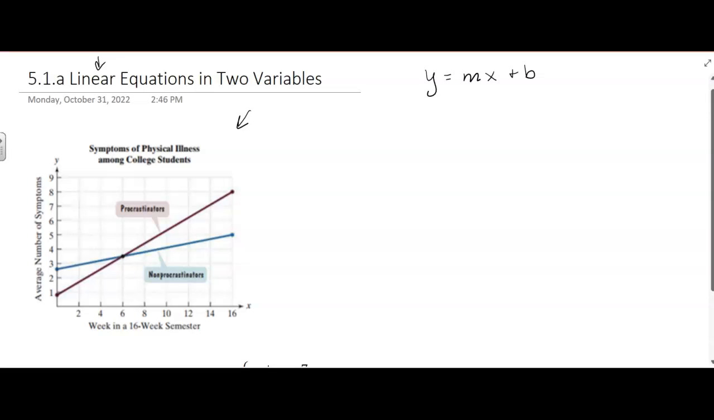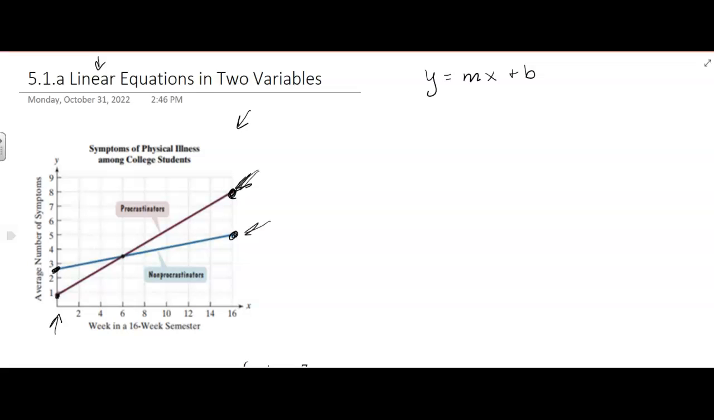We have a graph, and these are symptoms of physical illness among college students. So are they getting sick or not? How many symptoms of sickness are they getting, on the average? And then we have two groups of students, the procrastinators and the non-procrastinators. So at the beginning of this semester, it looks like the non-procrastinators are having a little more illness than the procrastinators. I guess the procrastinators aren't worried because they're going to put it off. But by the end of this semester, the procrastinators are getting sicker than the non-procrastinators.